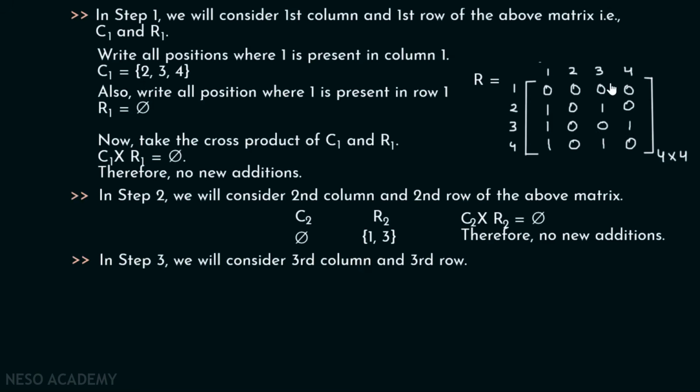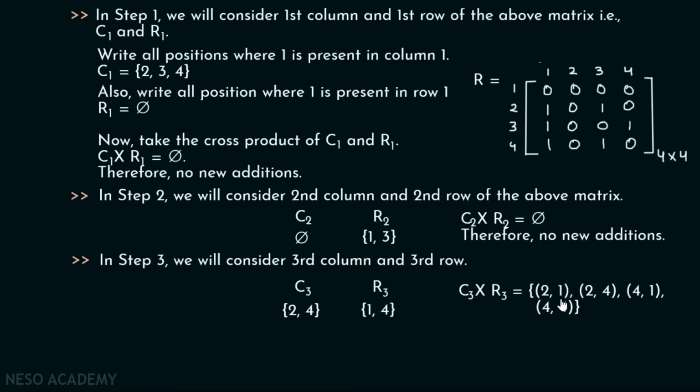In third column, you can see that 1 is present in position 2 and position 4. And in third row, we can clearly see that 1 is present in position 1 and position 4. So let me just write them down over here. C3 is nothing but 2, 4 and R3 is nothing but 1, 4. What is C3 cross R3? C3 cross R3 is nothing but (2,1), (2,4), (4,1), (4,4). That's what I have written over here, obviously in ordered pairs form. Now you can see that C3 cross R3 is not phi.